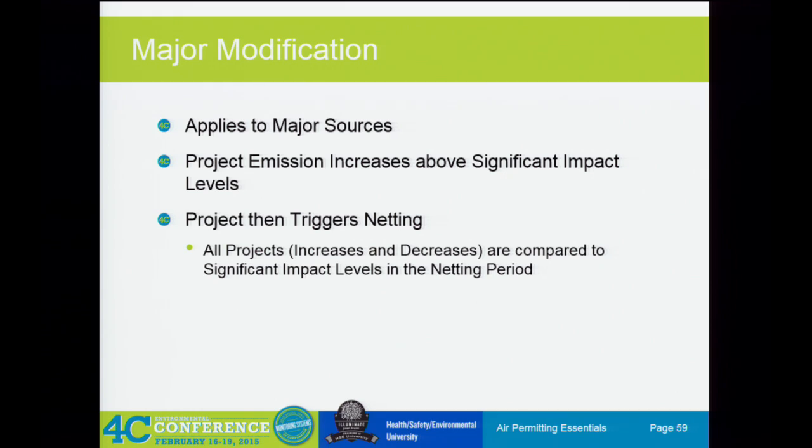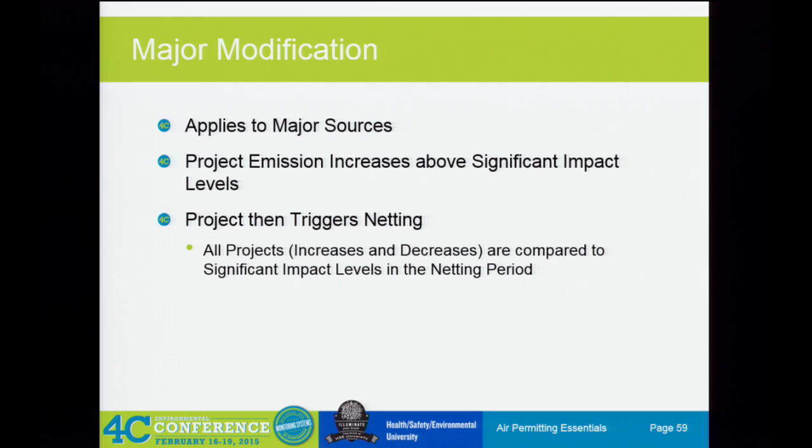One thing that we like to point out is that a lot of states will go straight to that second step, netting for that specific project, and see that in your netting contemporaneous window that you are above the significant impact levels and want to say that you are applicable to the PSD program. But if your individual project is not above those significant impact levels to begin with, you never have to go to this second step to determine if you are applicable to PSD. Because your project wasn't significant, you're not applicable to that PSD program.